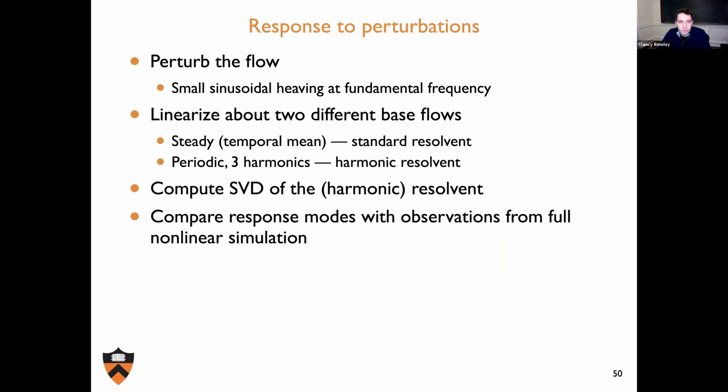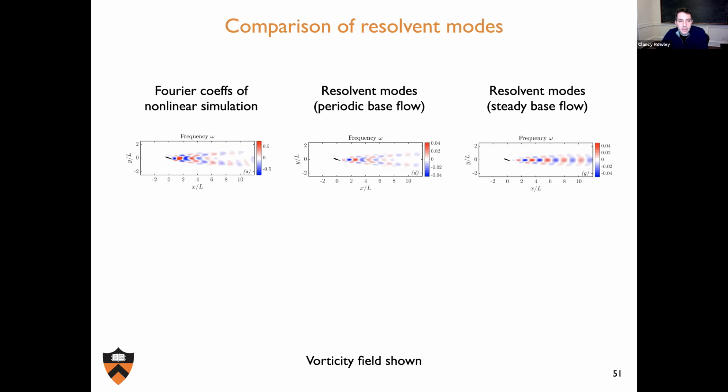So what we'll do is we want to look at perturbations of this and see how perturbations affect the overall flow. So we'll compare two different base flows. The first is linearizing about the steady, just the mean, which is the standard resolvent analysis. And we'll compare that against linearizing about the periodic orbit containing 3 harmonics. That's the harmonic resolvent. We'll then compute the SVD of that and compare the response with the observations from the full simulation. So how does that look?